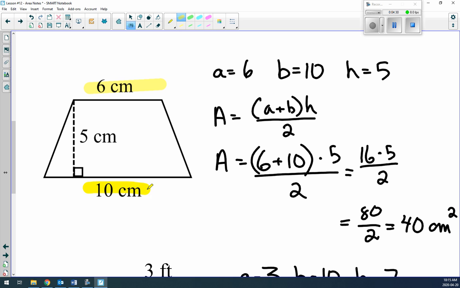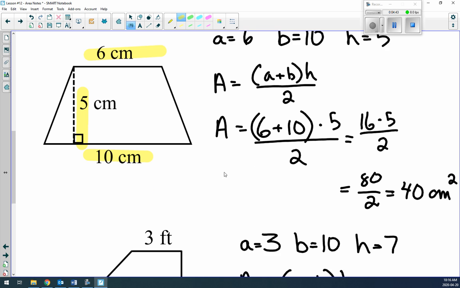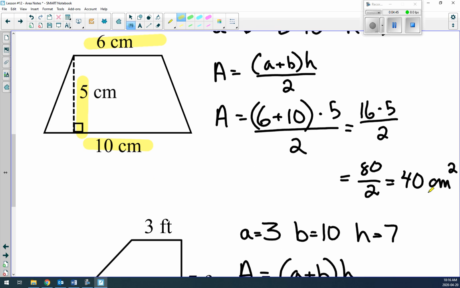Okay, so A in this case is 6, right? B in this case is 10. The overall height is 5. Plug it into the formula. 6 plus 10, right, times 5, all divided by 2. So 6 plus 10 is 16 times 5. That's going to give us our 80 divided by 2, or 40 centimeters squared.